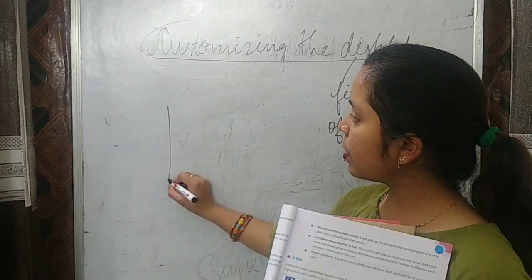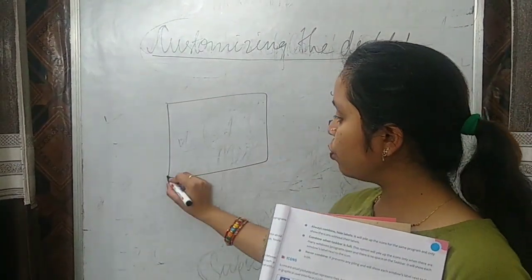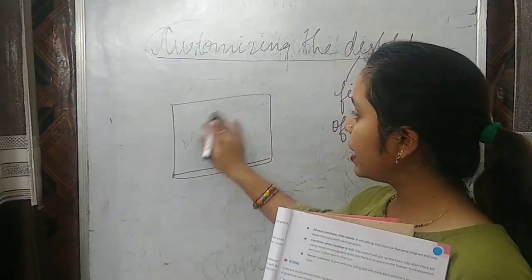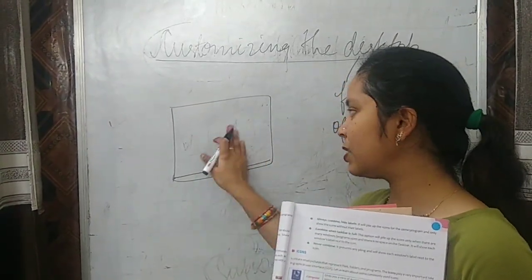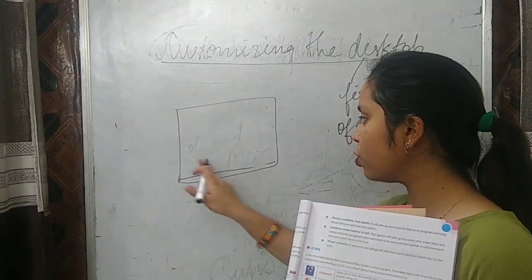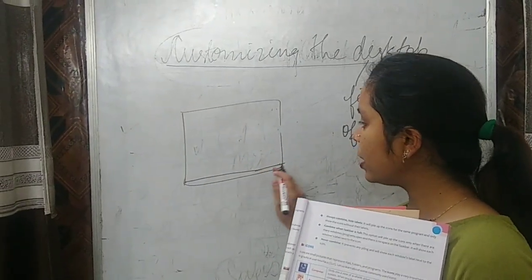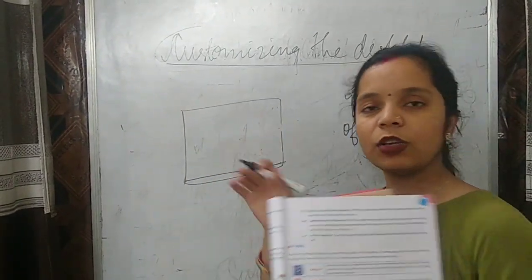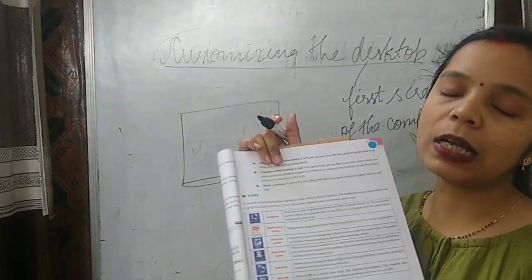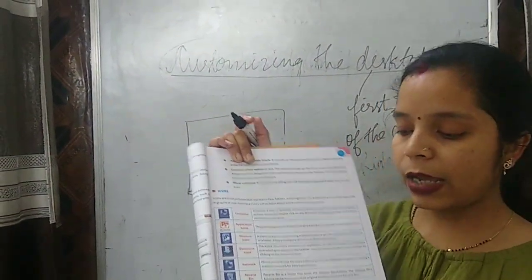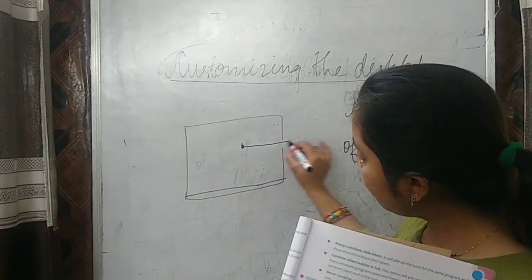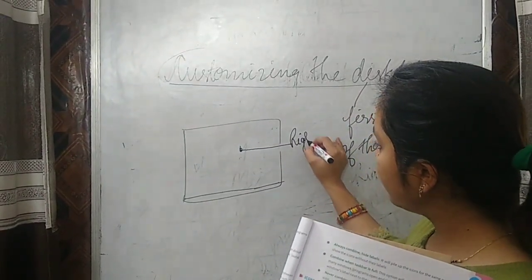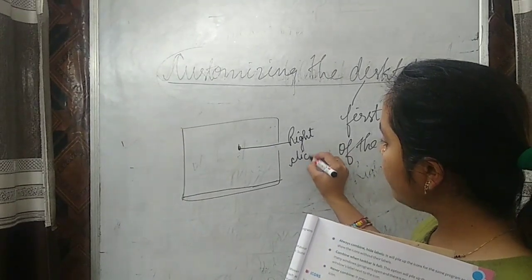When you open the computer, this first screen is shown to you. It has some picture in the background. If you want to change this picture, or change the appearance or color of the icons, the taskbar or the buttons, you can change that by customizing the desktop. For that, what you will do? You will right click anywhere on the desktop.